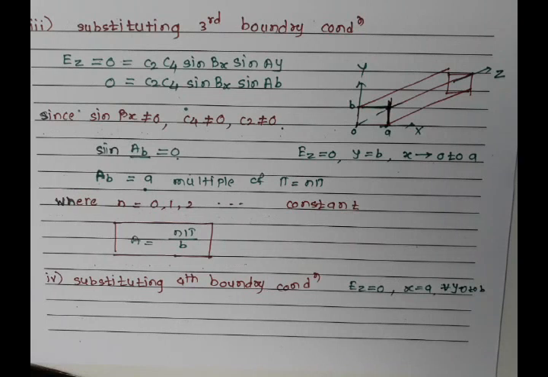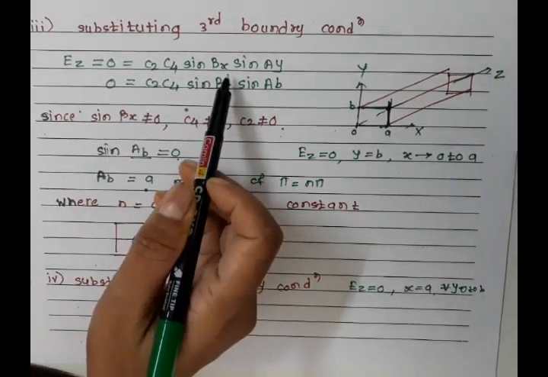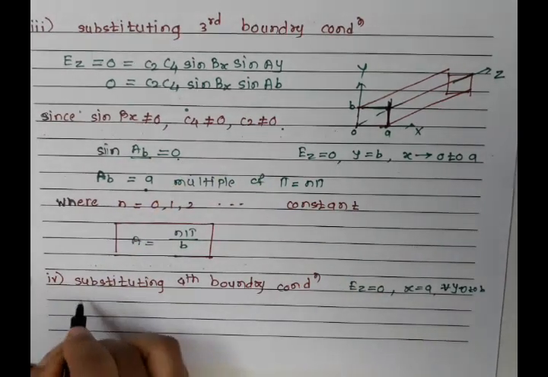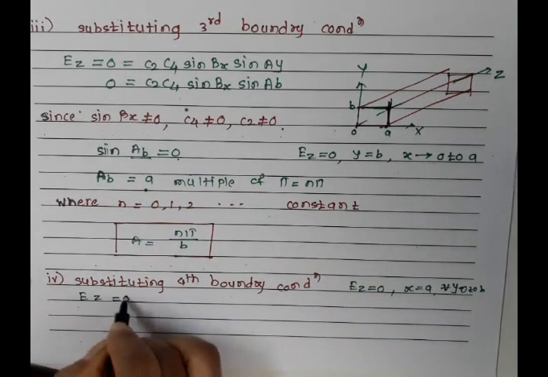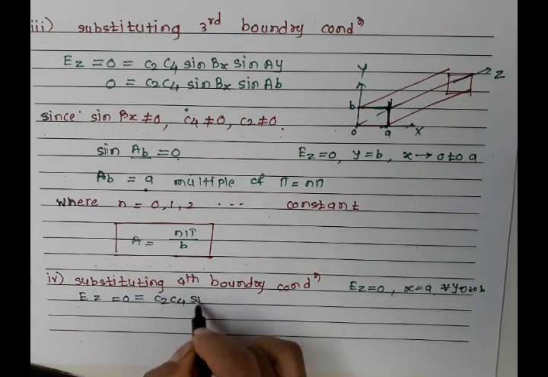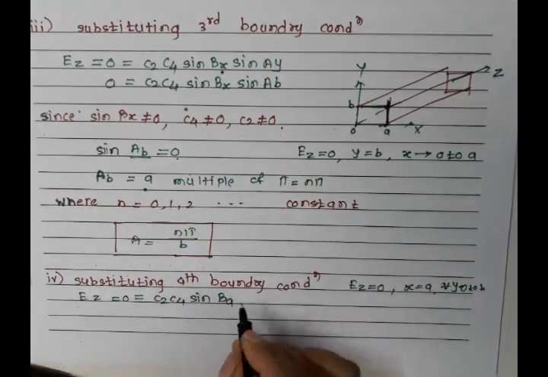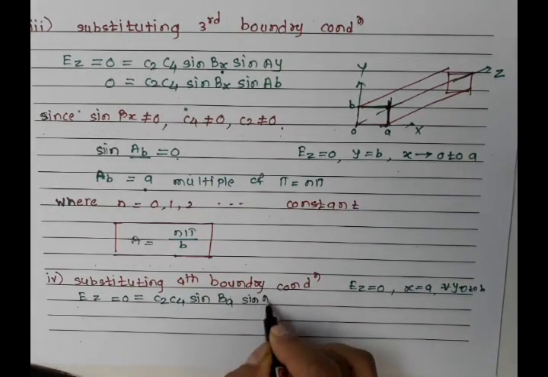Now whatever equation I have got after solving this, that fourth equation, again I'll use that equation over here and I can put the values there. So applying the fourth boundary condition, Ez is equal to 0, we will use the equation again. So here I can say Ez is equal to 0 is equal to C2 C4 sine of BA, because I know x is equal to A, so I'll put A here, sine of Ay.